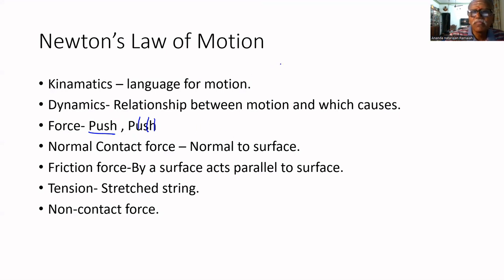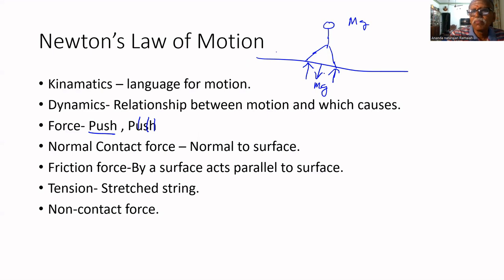Normal contact force means, suppose we are standing on this floor, the floor gives a force which is equal to our weight, mass into gravity. We are giving mg to the ground, and an equal force is given by the ground. That is called a normal force, normal contact force.